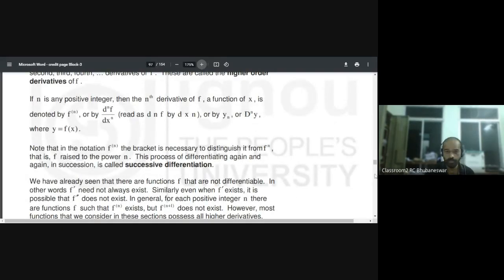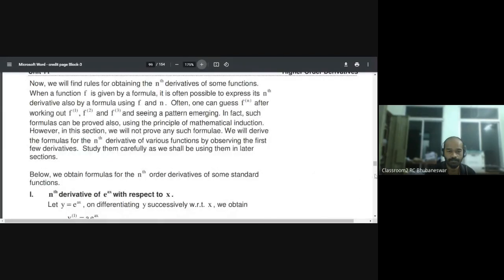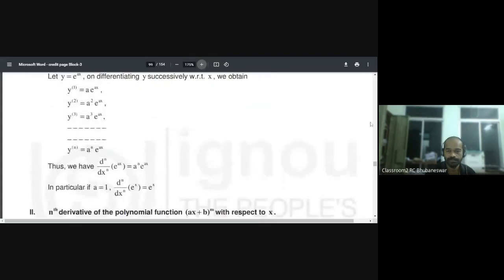So let us move to point number 99. The nth derivative of the exponential function, that is e to the power ax, with respect to x. We can represent y equal to e to the power ax, and the first derivative will give us a into e to the power ax, and the second derivative will give us a into a, that is a square into e to the power ax.